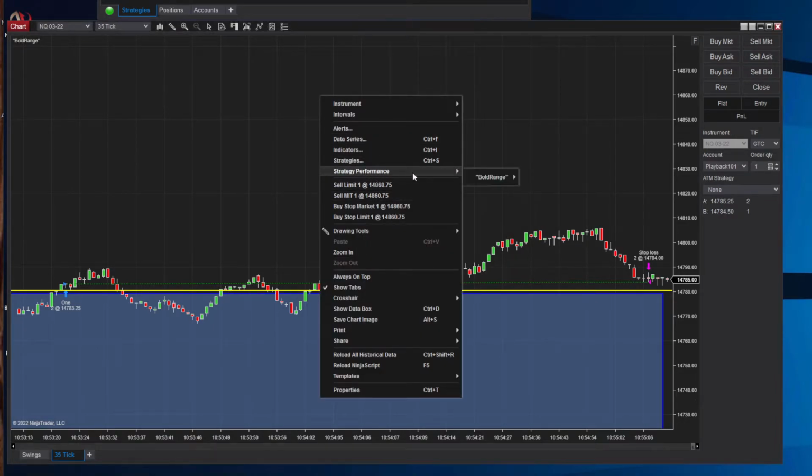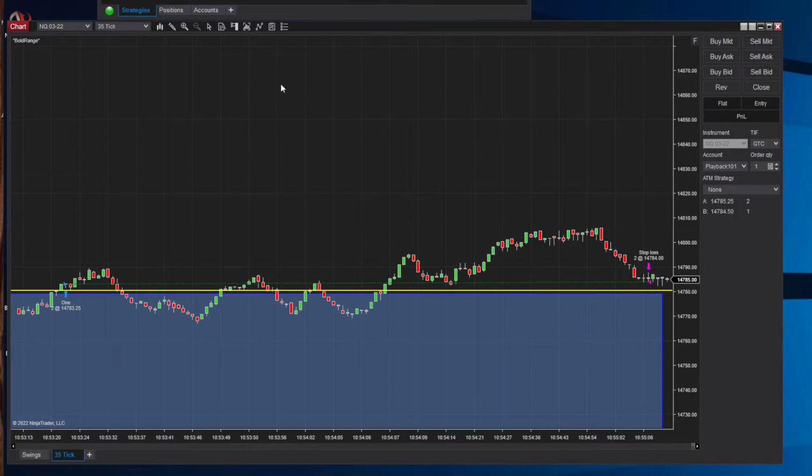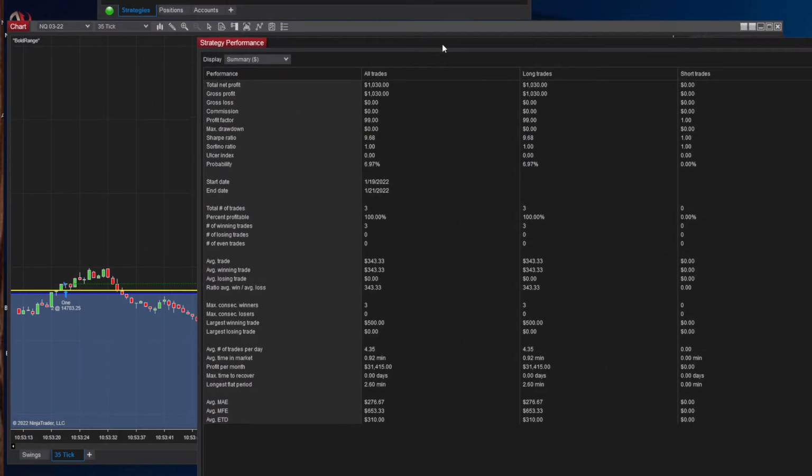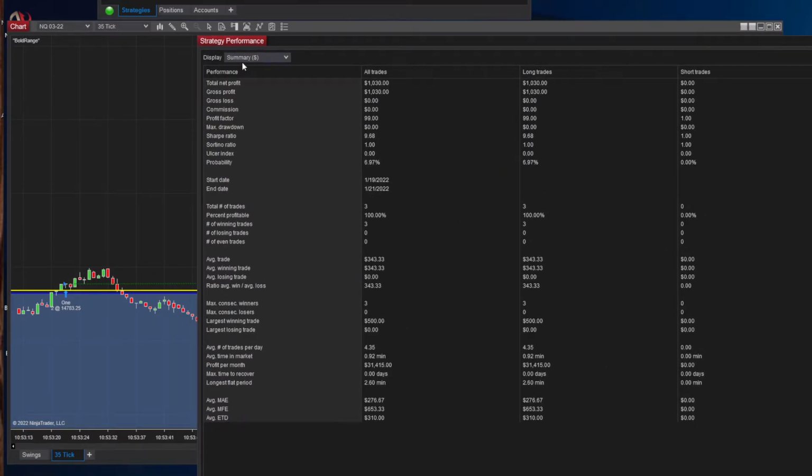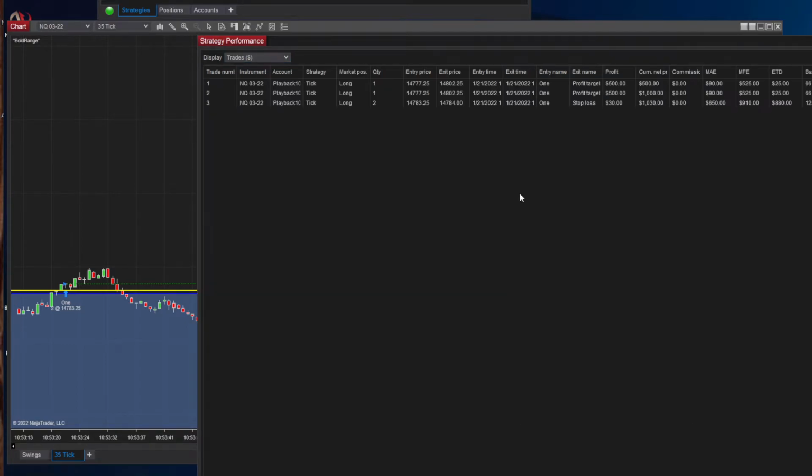So let me show you the performance on those two trades. Here we go. So it's going to show 100%. You click here, go to trades. It will show you the trades. So these were just kind of exited separately. But $1,000 on the first trade, $500 for each contract.